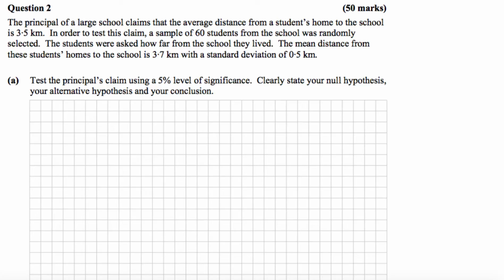The students were asked how far from the school they lived. The mean distance from these students' homes to the school is 3.7 kilometers, with a standard deviation of half a kilometer. Part A says test the principal's claim using a 5% level of significance. And you clearly state your null hypothesis, your alternative hypothesis, and your conclusion.